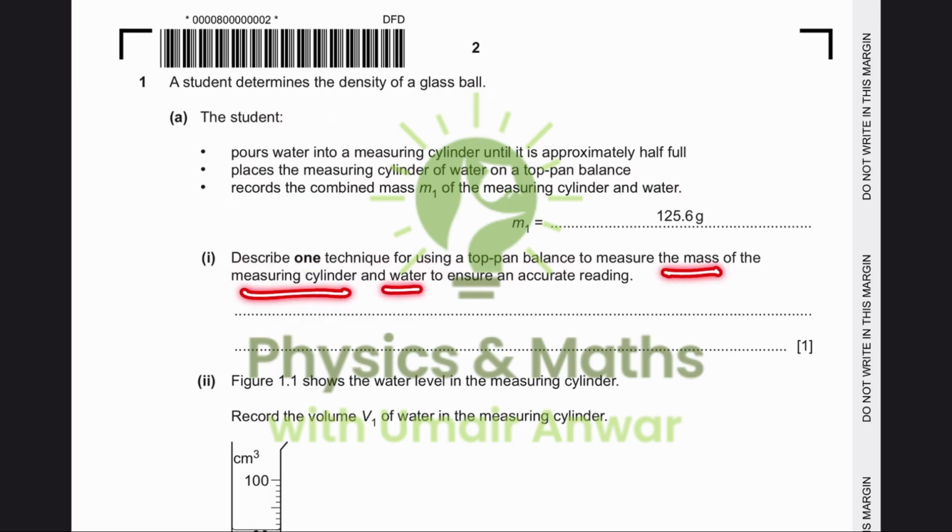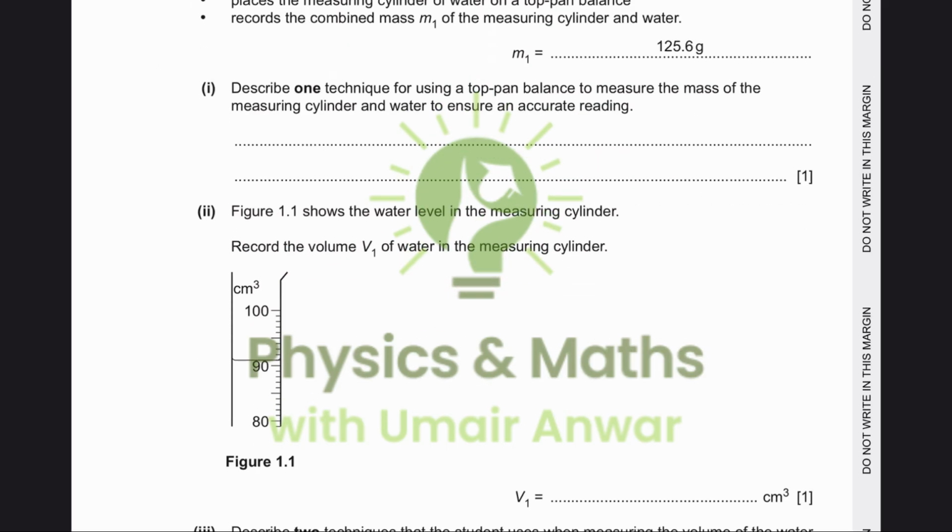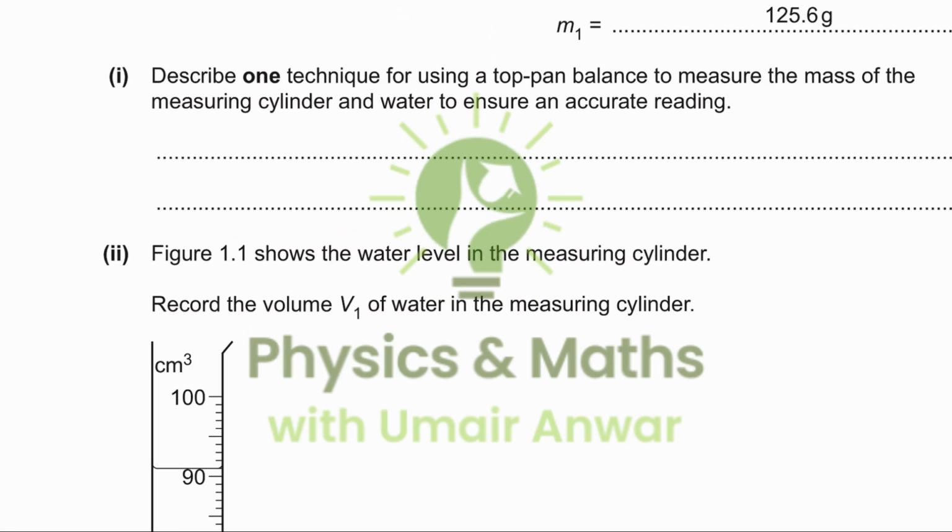of the measuring cylinder and water to ensure an accurate reading. So we have to write down any one technique to answer this question. So first of all, whenever we are using an instrument to measure something, the first and the most important thing is that the instrument must be zeroed before taking any of the reading. So I could write the answer as, ensure the balance is zero before taking any measurement, or it is cleared before placing the measuring cylinder on it. This is the most commonly accepted answer here for this type of question.